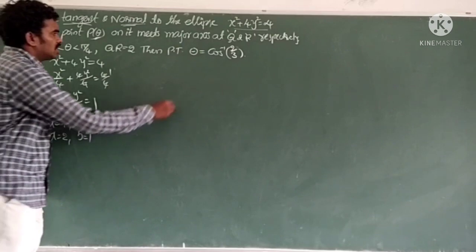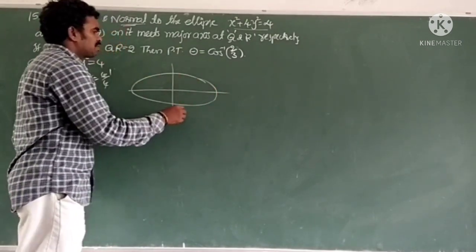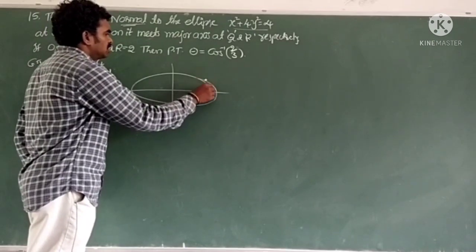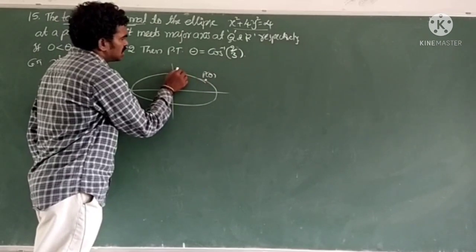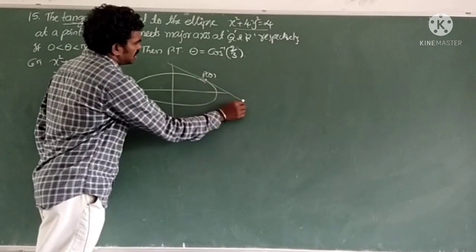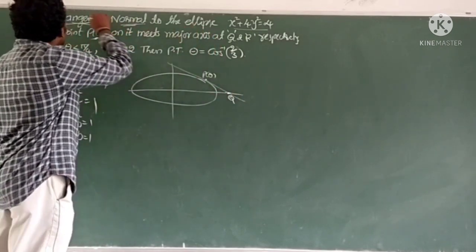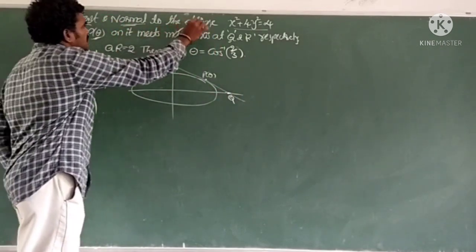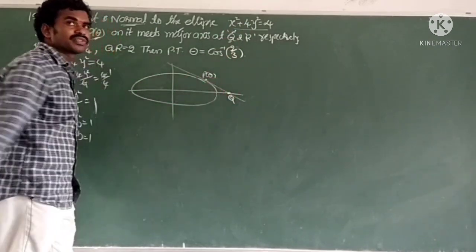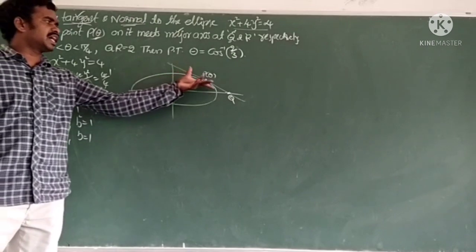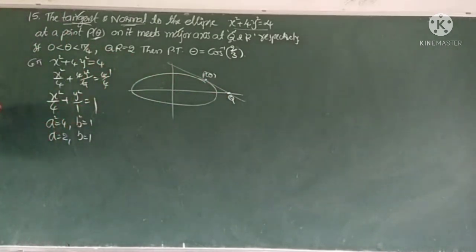Okay, I am just drawing the diagram. This is the ellipse. Suppose this is some point theta. At this point what is the tangent? So this will be the tangent. It meets the major axis at Q, because the tangent on the major axis gives Q. So this is the major axis, tangent at Q. So by finding the tangent equation we can find what is the point Q. So let us see how.